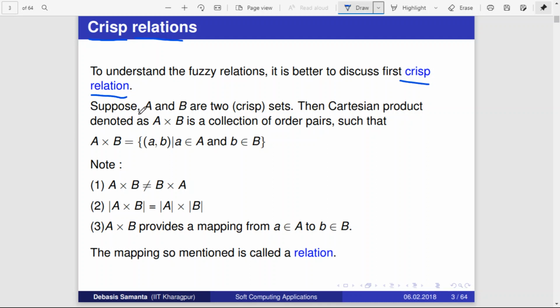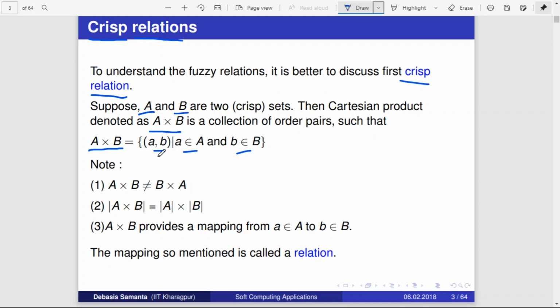Assume that there are two sets A and B. Let us assume these are crisp sets. Then for these two sets you can derive a Cartesian product. The Cartesian product for the sets A and B can be represented as A cross B. The Cartesian product is nothing but the pairs (a, b), where a belongs to A and b belongs to B. That is, every element a belongs to the set A and every element b belongs to set B.